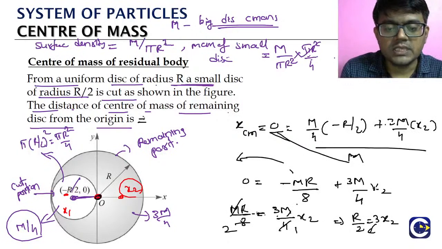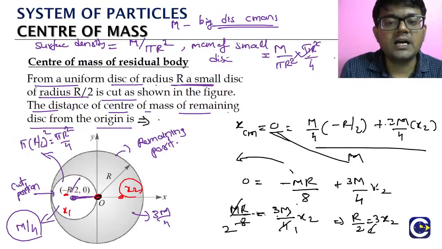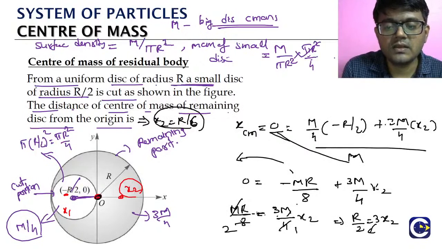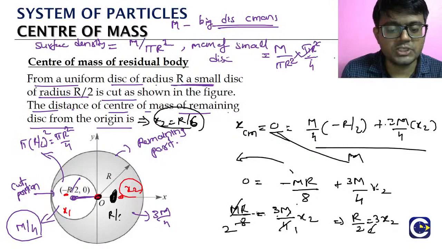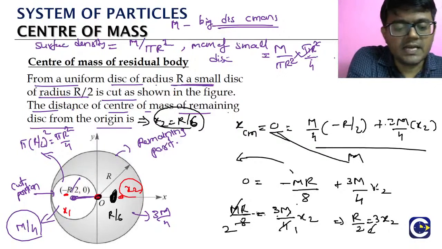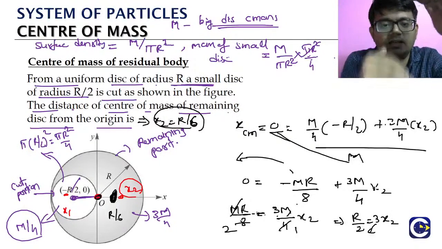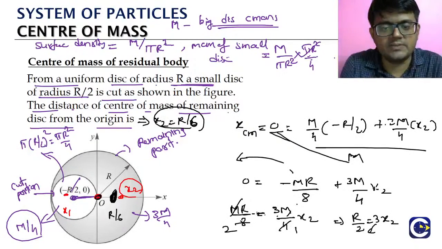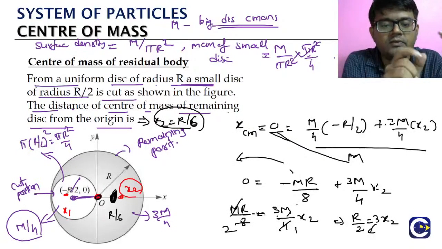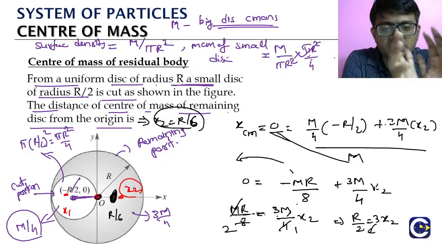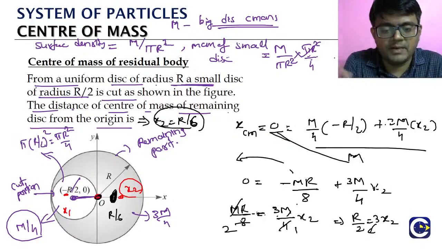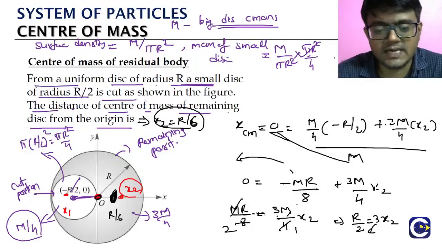So the center of mass of the remaining portion, its location is r by 6, which means it will be on the right side. What is the position? r by 6. We are not discussing the y coordinate here, because the disk is symmetric with respect to the vertical direction, which means the center of mass of the bigger disk, the cut portion, or the remaining part will all lie only on the x-axis.